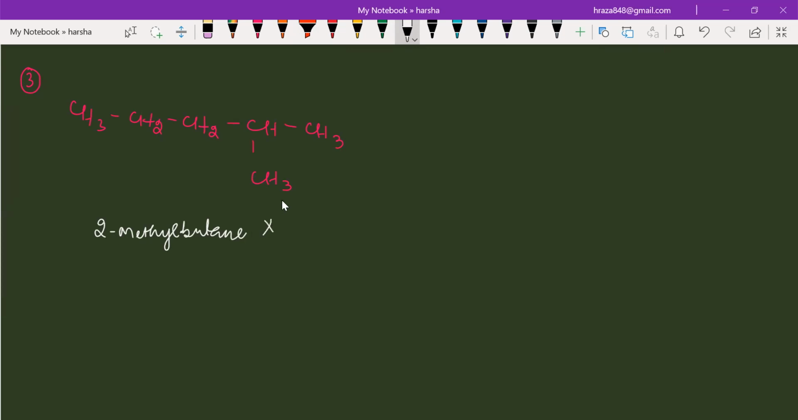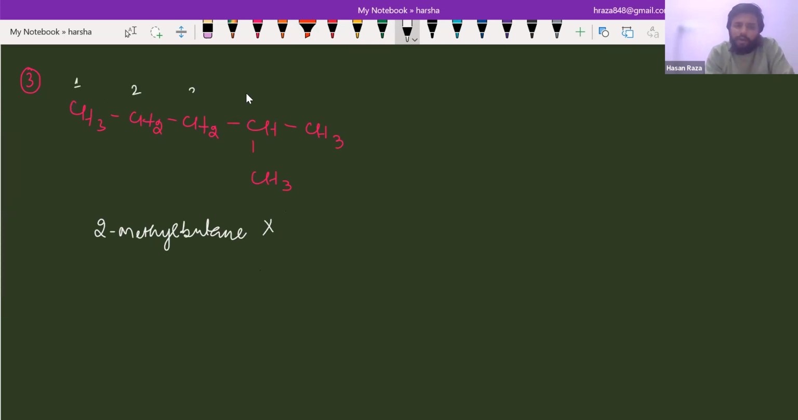The answer: 5 or 4? See, if I'm going to do the numbering from left to right, you can see the branch will get a larger number, or you can see the branch will get the fourth position. So whenever you are going to write the numbering, it's very important to note that you are going to do numbering from that side where the branch gets lower numbers. So it will be 1, 2, 3, 4, 5.